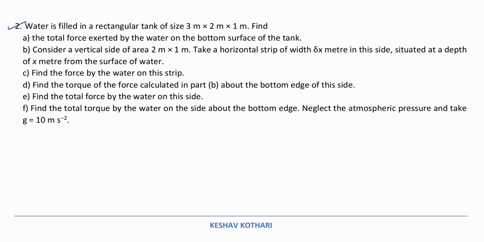The next one is, consider a vertical side of area 2 into 1. Take a horizontal strip of width dx meter in this side, situated at a depth of x meter from the surface of water. Find the force by the water on this strip. Find the torque of the force calculated in part B about the bottom edge of this side.